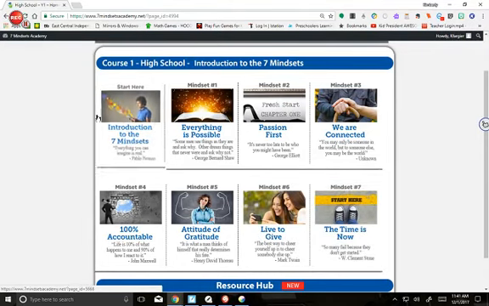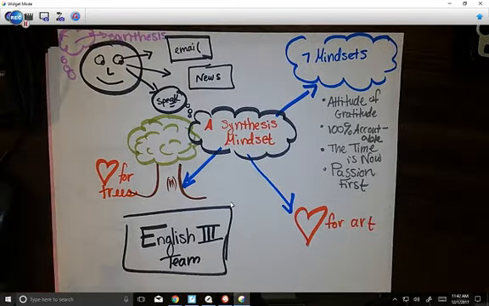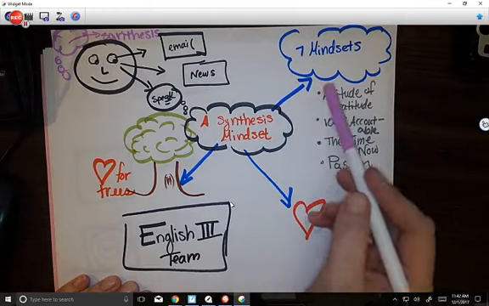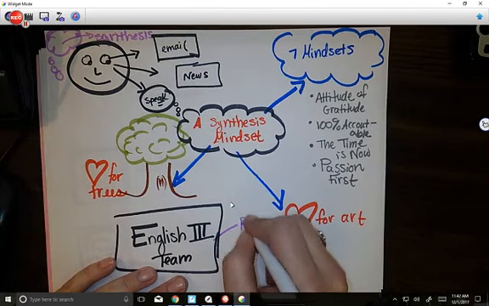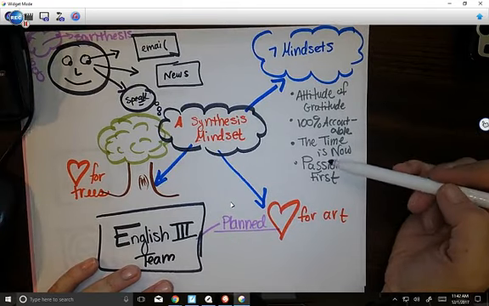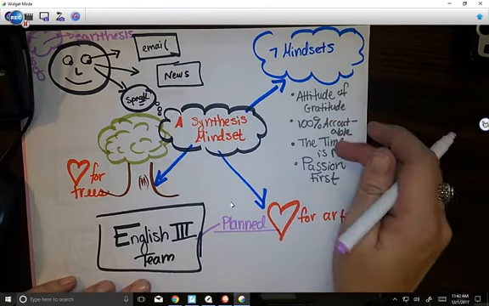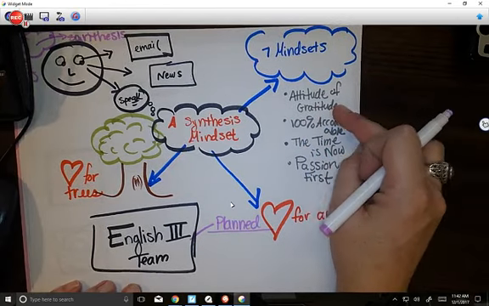So with the 7 mindsets, as I studied this, whenever we study and learn, which we're constantly doing, it affects other things. So with the synthesis mindset, here we are, and we're thinking about how can we do this. As an English 3 team, we discussed the 7 mindsets, and when we planned our year trying to be more organized, we planned it around different mindsets. Each 9 weeks we decided to focus on one mindset. So for 9 weeks around Thanksgiving, we're focused on an attitude of gratitude.